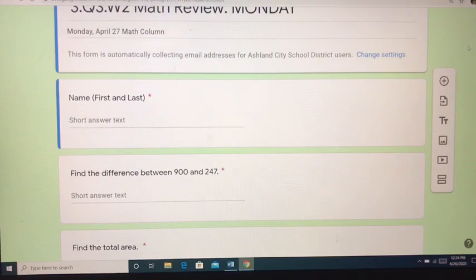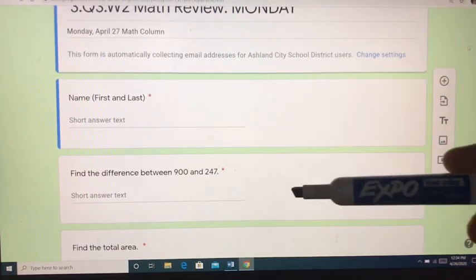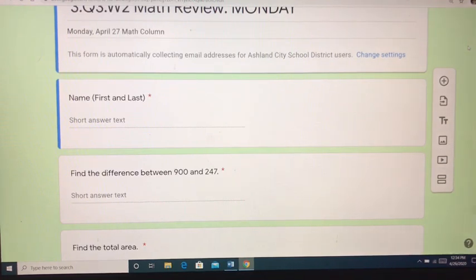We're on Monday, April 27th, math column. So this is Monday math column. Make sure you put your first and last name in. The first problem says find the difference between 900 and 247.